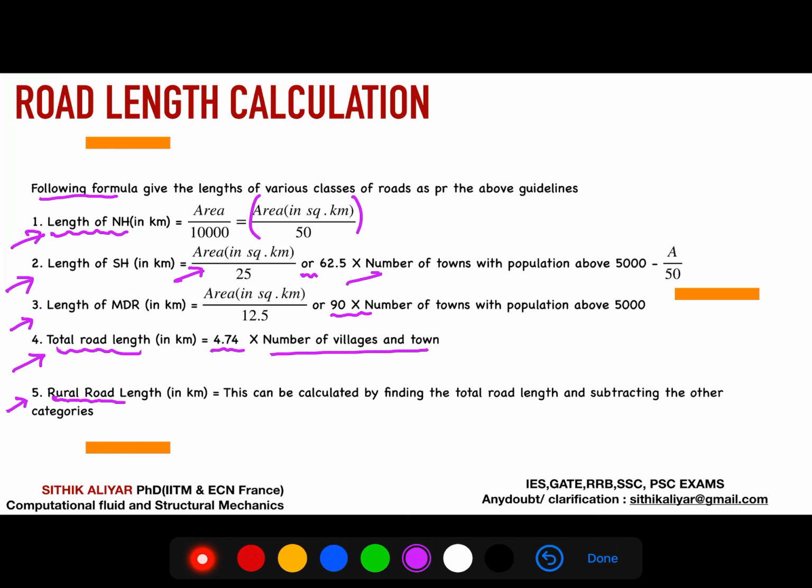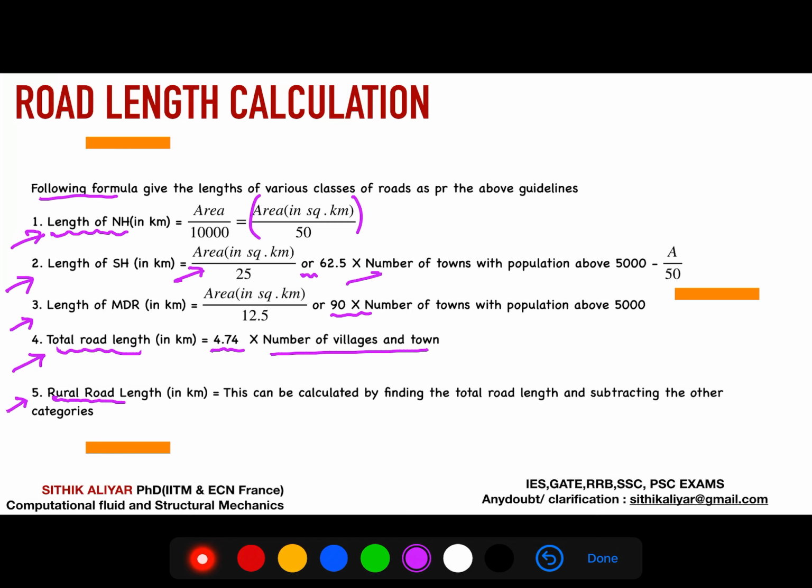I hope you know the English, like very rural roads. That length also, they have given a formula to calculate. Understood? So they have given a formula. Again, I will revise this one, please listen. They have given formulas from the Lucknow road development plan to estimate based on an area.